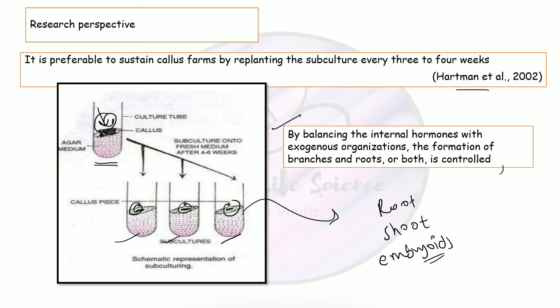Okay, so this is what matters. The most important thing is what kind of hormone you are providing. The hormone will give you that specific response which is concerned with that particular structure. For example, now I'm going to show you a small abstract from a research paper.